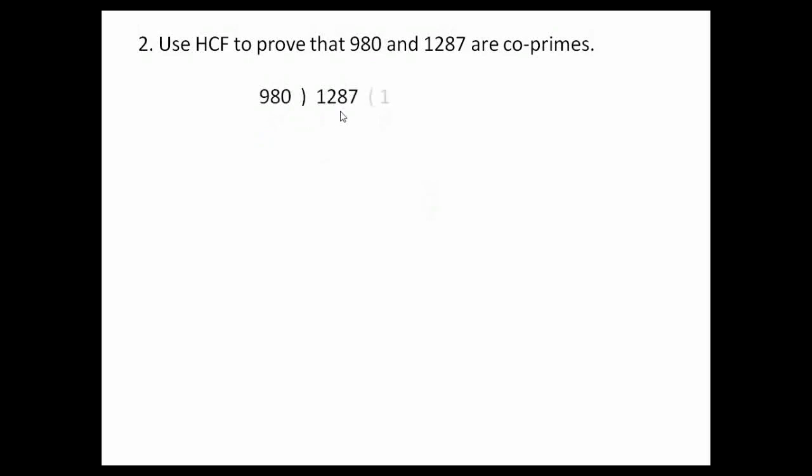So 980, 1 times will give us 980, because 2 times will be more than that. So let's subtract now. We get 307. So now 980 will become the dividend. So 307, how many times? 3 times to get 921, because if I multiply 4 times it will be more. So 980 minus 921 will give us 59.